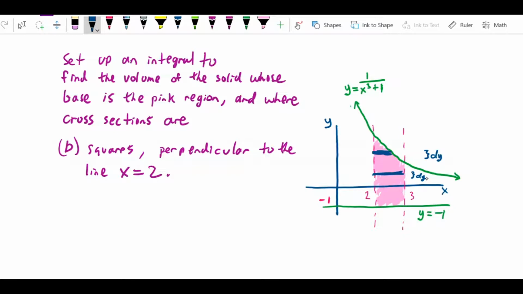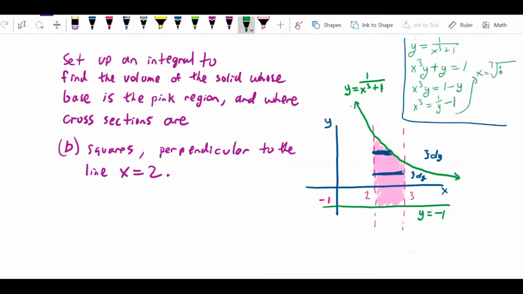So the first thing that we need to do is a quick calculation up here to solve for x in terms of y. I'll just zip through the algebra. Okay, so what we've seen is that we can write x as the cube root of 1 over y minus 1. That's the same curve as y equals 1 over x cubed plus 1.